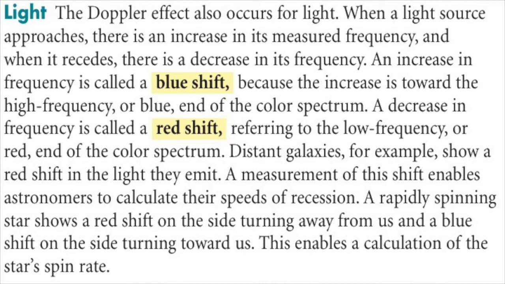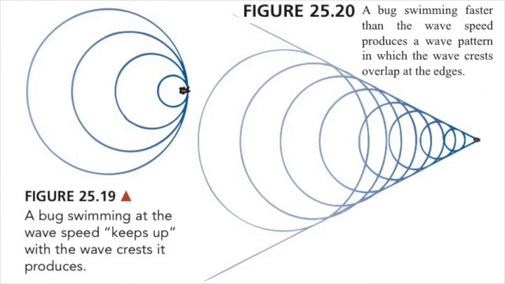A decrease in frequency is called a red shift, referring to the low frequency or red end of the color spectrum. Distant galaxies, for example, show a red shift in the light they emit. A measurement of this shift enables astronomers to calculate their speed of recession. A rapidly spinning star shows a red shift on the side turning away from us and a blue shift on the side turning towards us. This enables a calculation of the star's spin rate.